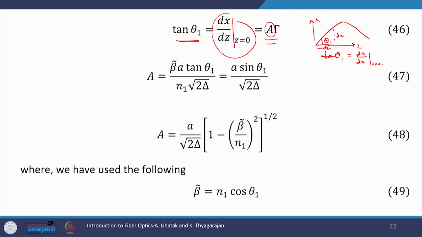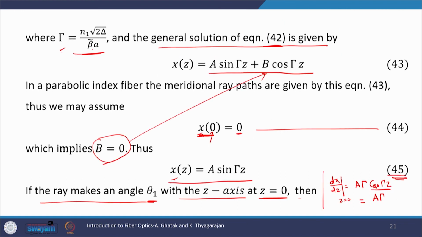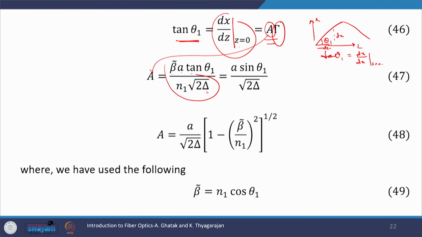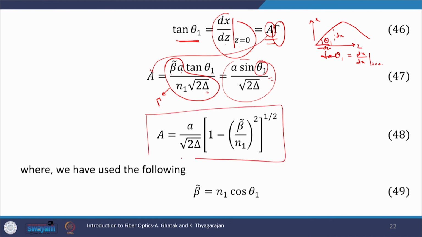the expression for the unknown a, and a therefore would be equal to beta tilde a tan theta 1 upon n1 square root of 2 delta, where we just substituted the expression of capital gamma here. Because we know capital gamma is given by this expression. A bit of simplification leads to this expression, and from here if you also substitute the value of theta 1, sin theta 1, then we get this expression for the unknown a.